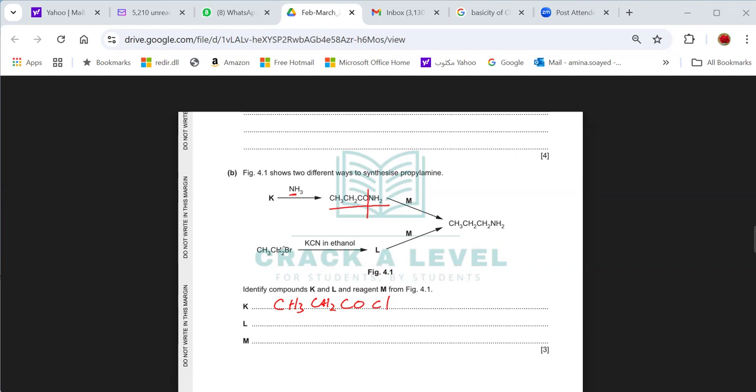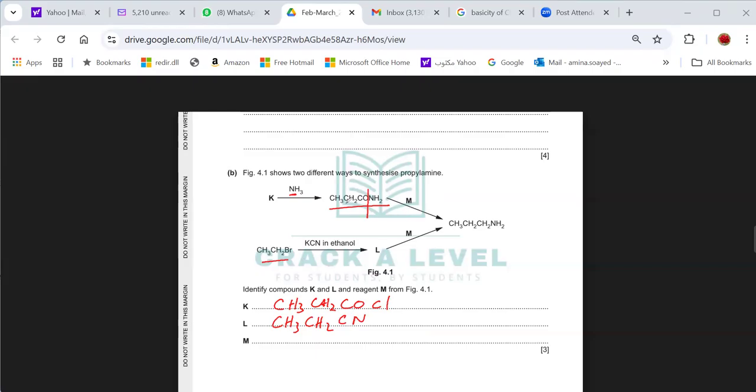Now for L, when we add bromoethane to potassium cyanide dissolved in ethanol, we get propyl nitrile. Only the cyanide group exchanges place with the bromide. This is nucleophilic substitution. And then what is M?